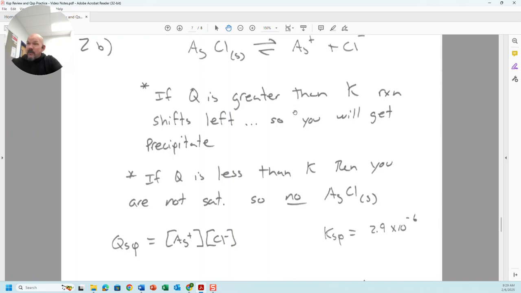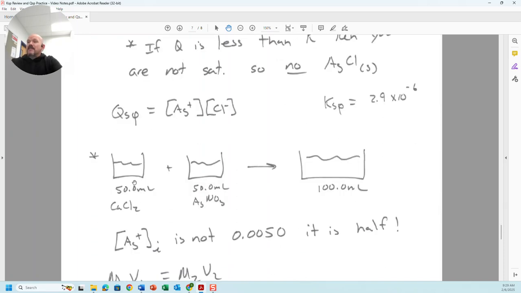But we also have to be careful. Remember, we mixed 50 milliliters of this solution with 50 milliliters of this solution, so our initial concentrations aren't the initial molarities that were given at the start of the question. Our initial concentrations are going to be cut in half because when we mix them, we're doubling the volume. So you really have to do M1V1 equals M2V2. Now, we made the question a little easier here because we had equal volumes. So if you double the volume, you cut the initial molarities in half, right? So you could probably do it in your head.